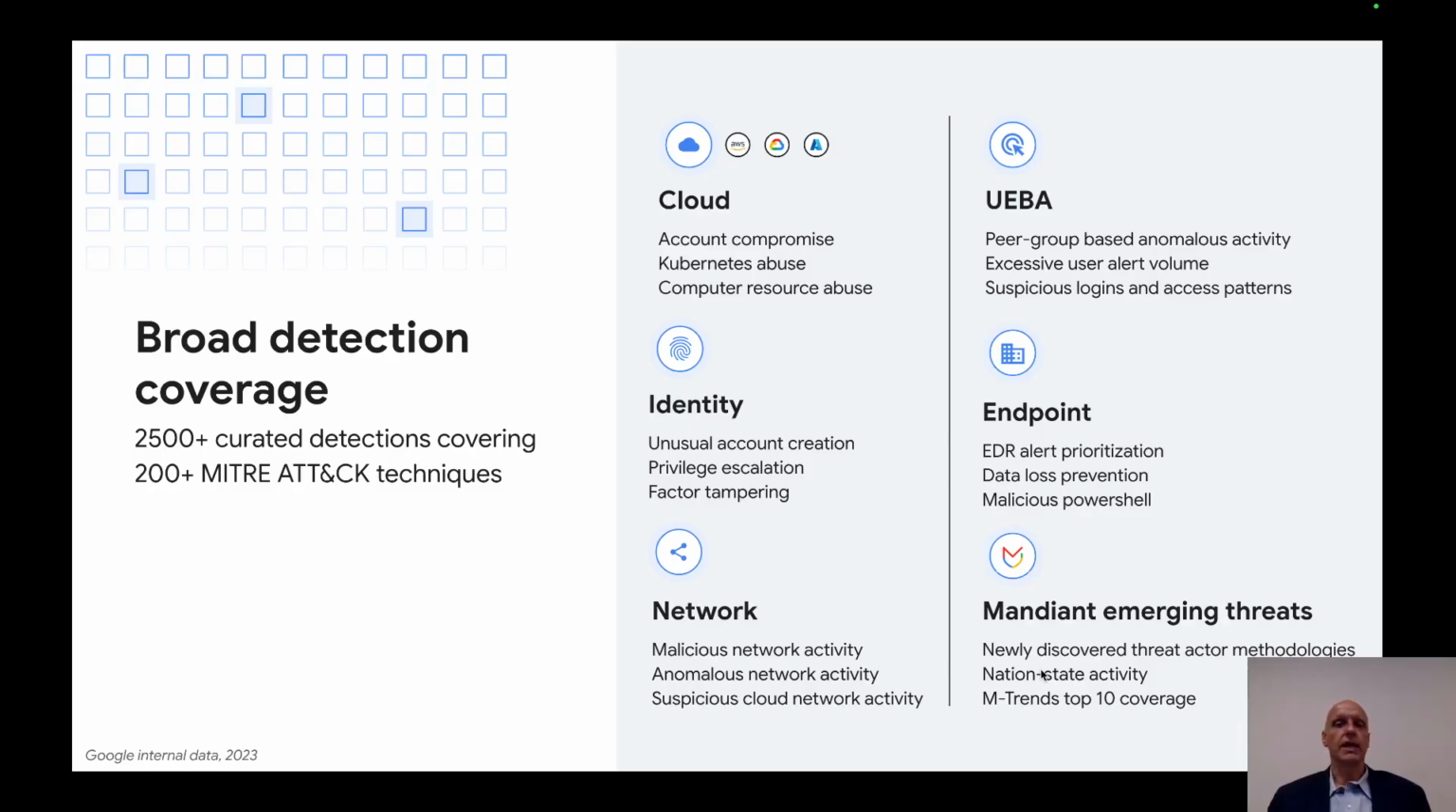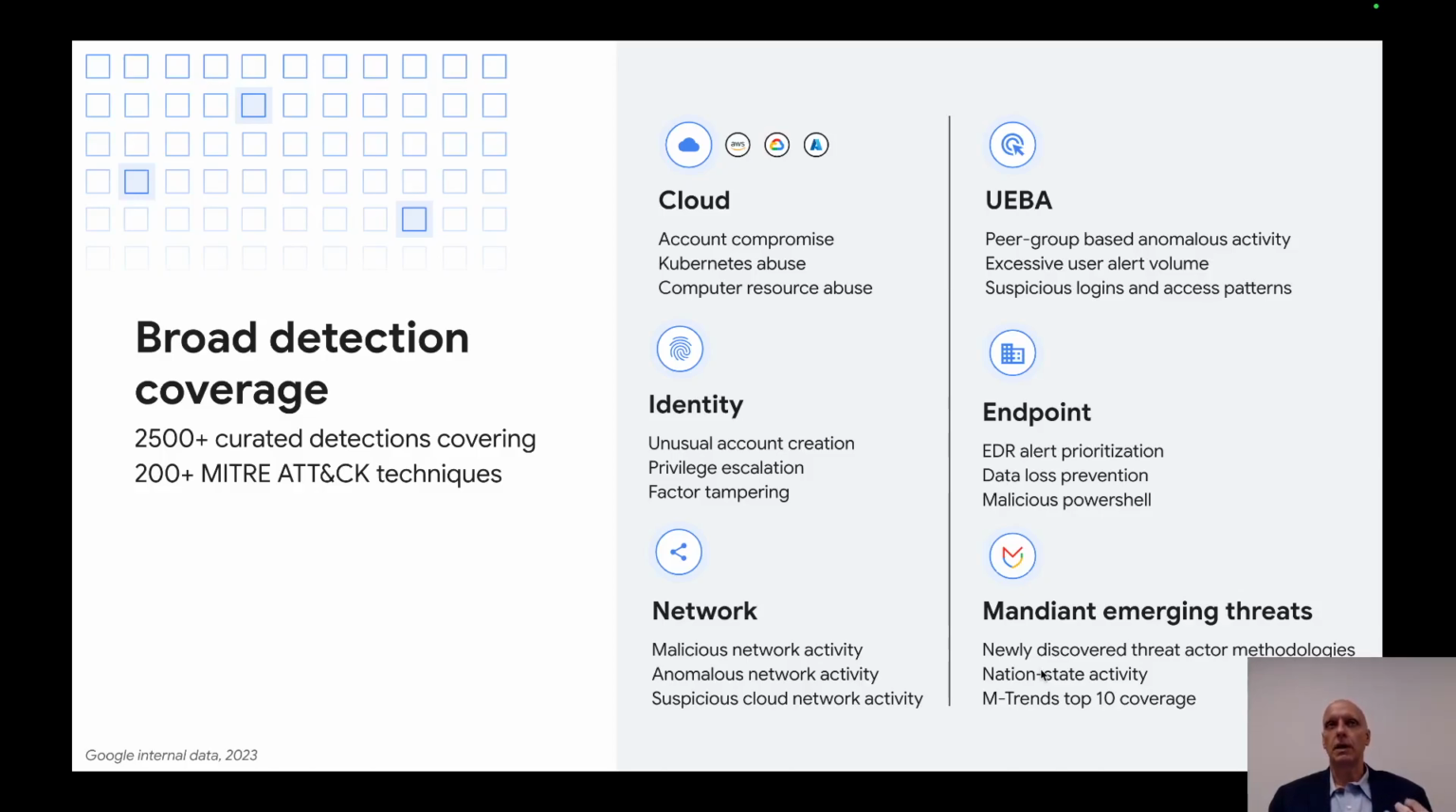So I just wanted to highlight the fact that there's broad detection coverage, everything from cloud to endpoint security to managing emerging threats. These are all available to you out of the box, and something that we strongly encourage our customers to enable during their implementation phase or proof of concept or pilot.